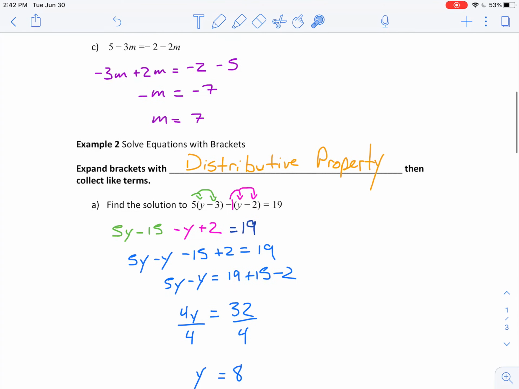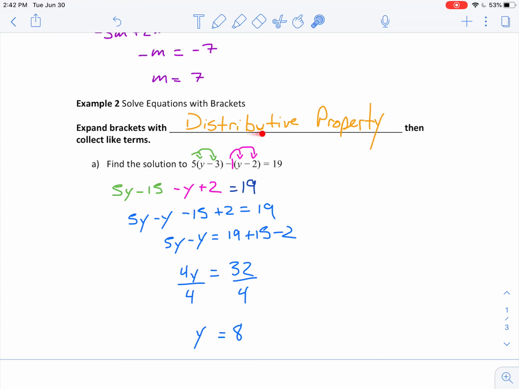When solving equations with brackets, we use the distributive property, then collect like terms. So finding the solution to 5 times (y minus 3) minus (y minus 2) is equal to 19. So distributing the 5 into the brackets, and then distributing this negative. I just wrote that there is a 1 here, but you won't always see it. We won't write that as a 1, but know that there is essentially a negative 1 there. So this negative affects the sign of each of these terms inside the bracket.